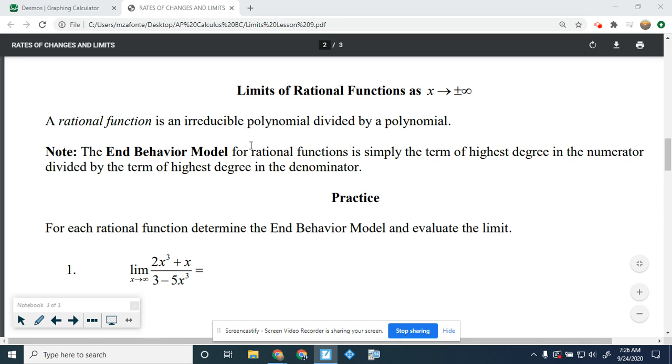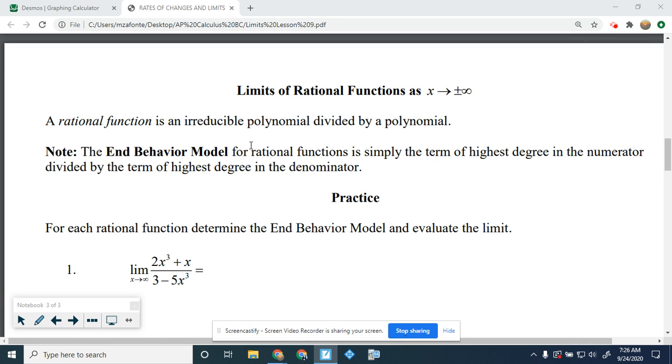All right, so we're back. We're going to talk about limits of rational functions as x goes to infinity. Just quick review: you should know that a rational function is an irreducible polynomial divided by a polynomial. And it actually turns out that the end behavior model for those is kind of intuitive.